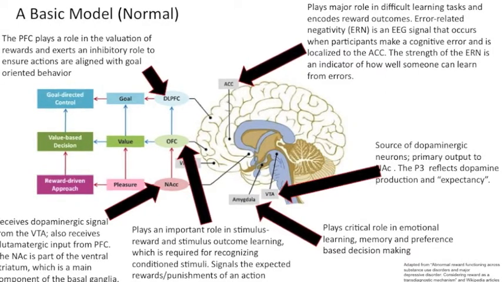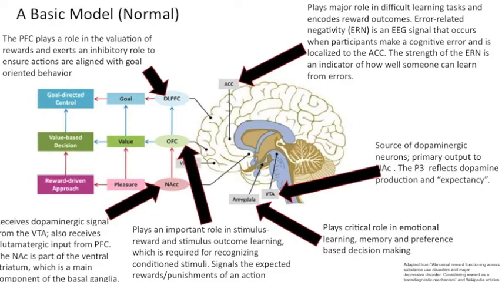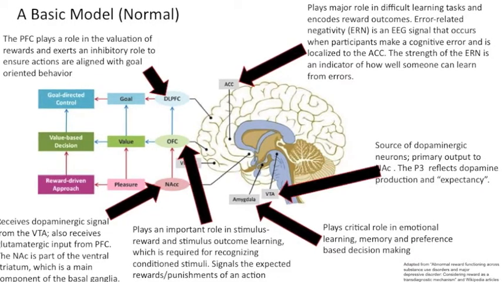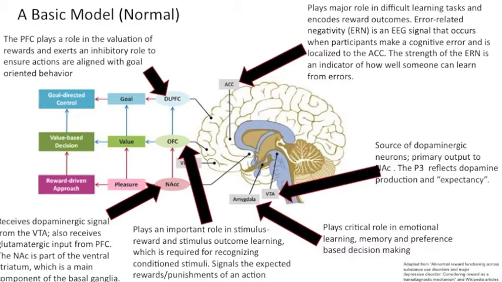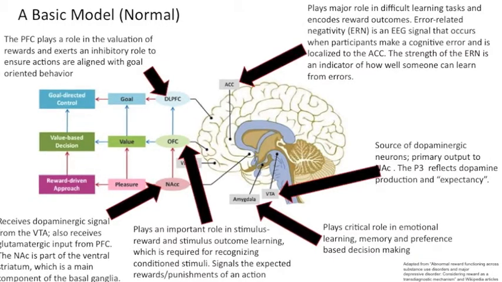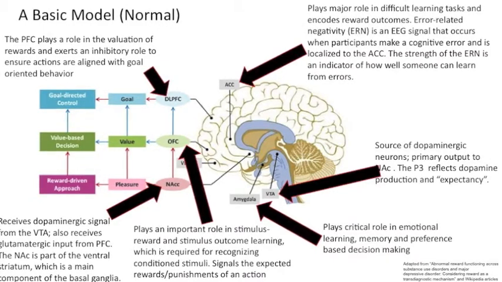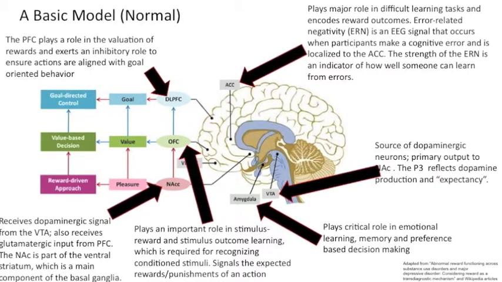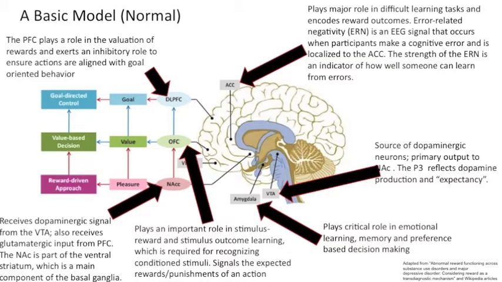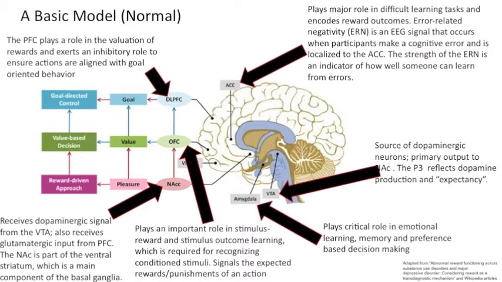The orbitofrontal cortex plays an important role in stimulus reward and stimulus outcome learning, which is required for recognizing conditioned stimuli. It also signals the expected rewards and punishments of an action. Finally, the nucleus accumbens receives the dopaminergic signal from the VTA. It is a part of the basal ganglia.